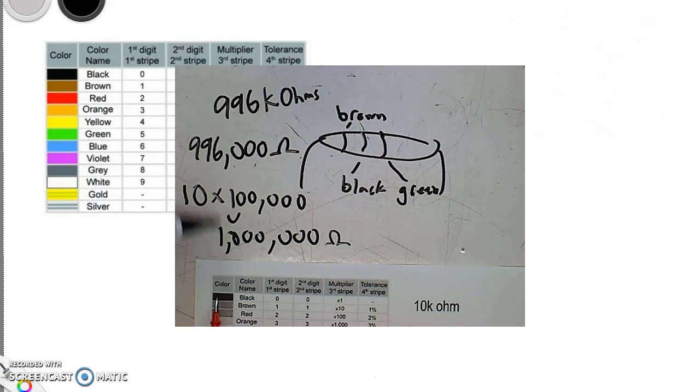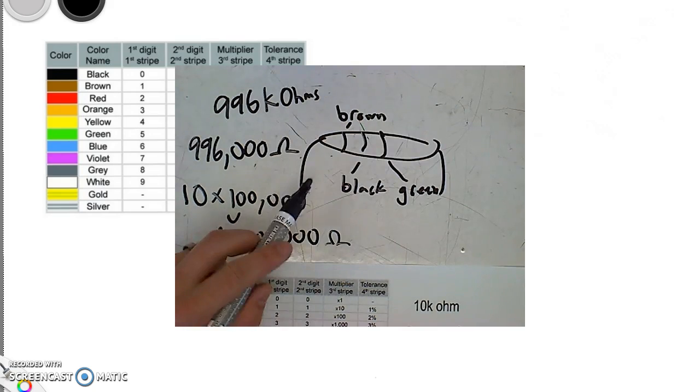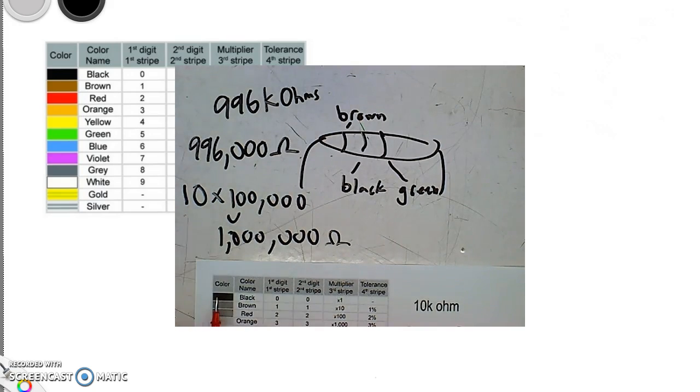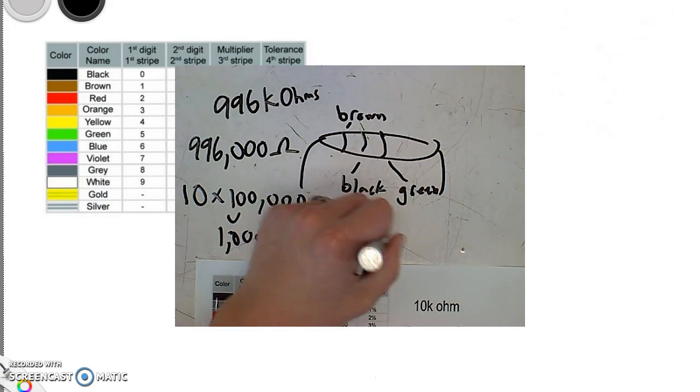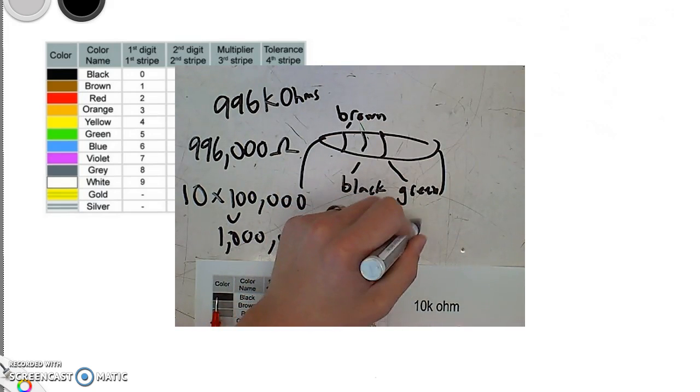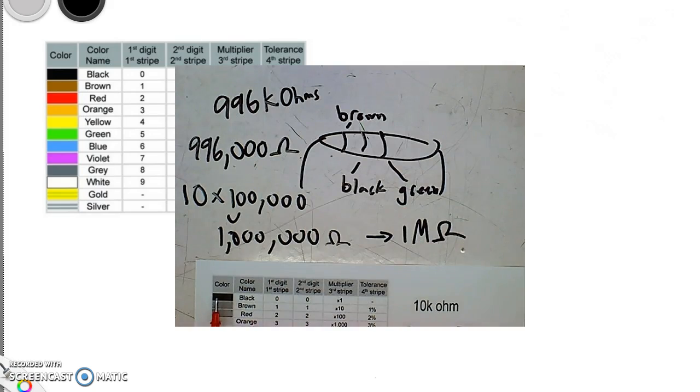If it was 950,000, it would be okay. Or if it was 1,050,000, it would be okay. So brown, black, green represents a 1,000,000 ohm. We can also write that as 1 mega ohm. Okay, mega stands for 1,000,000.